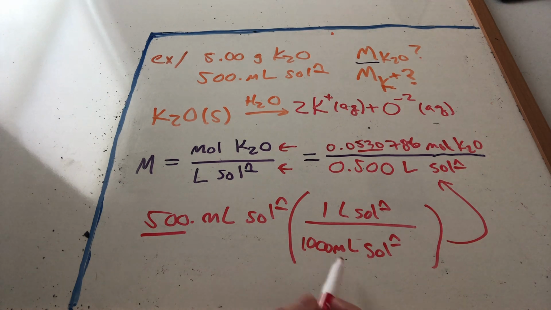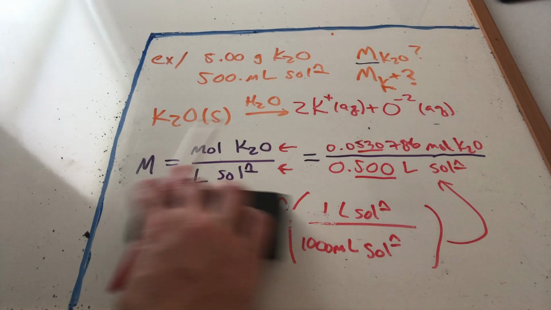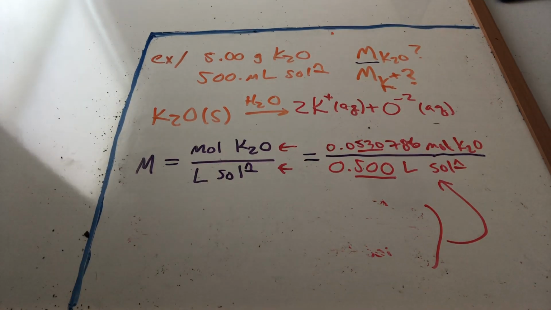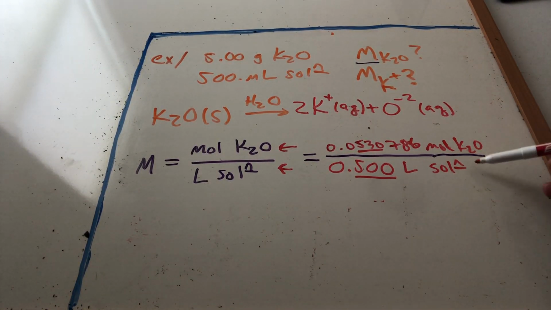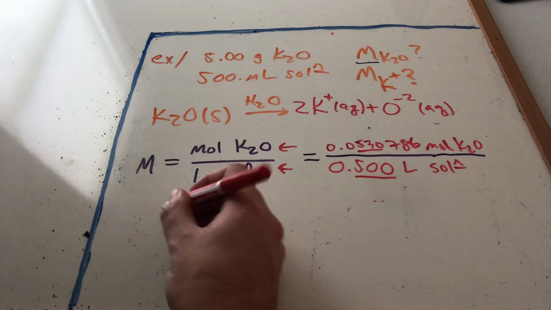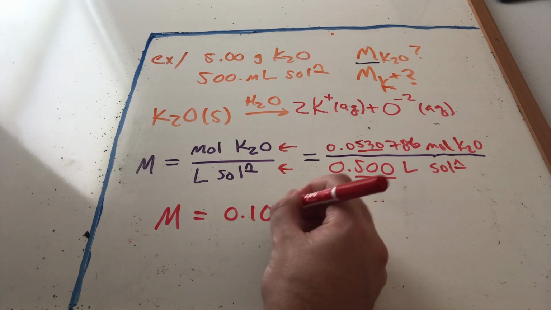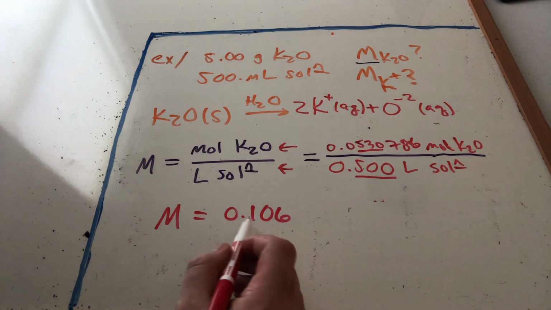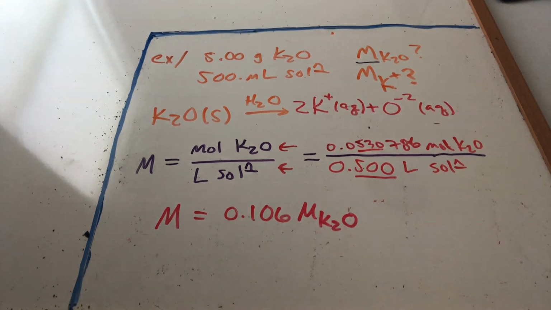Now, why did I not write that as 0.5? There's 3 significant figures here. This is exact, so there would be 3 significant figures here. So I plug this into my calculator. I take the moles that I calculate, I take the liters that I calculate, and putting them together in this fraction gives me a molarity, rounded to 3 significant digits, of 0.106 molar K2O.